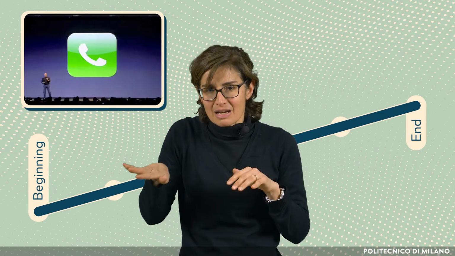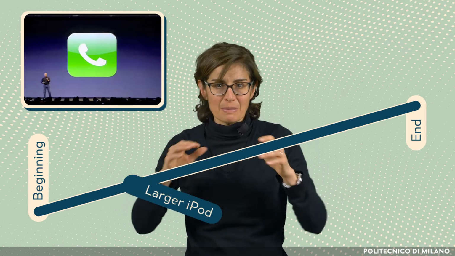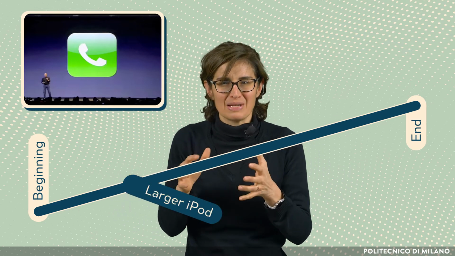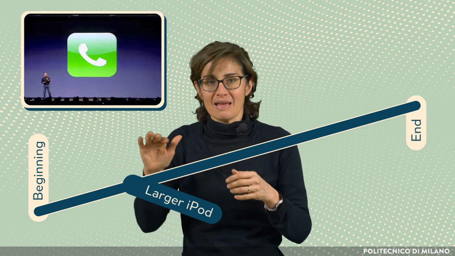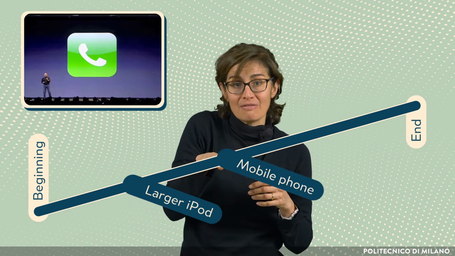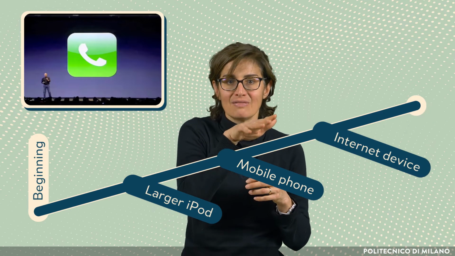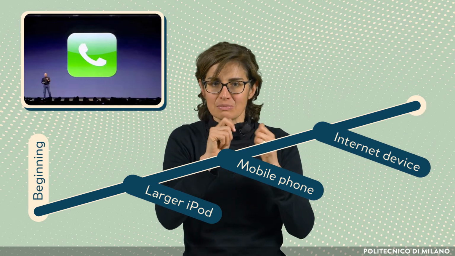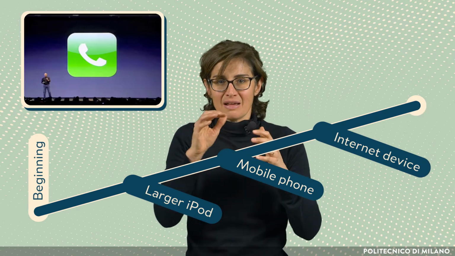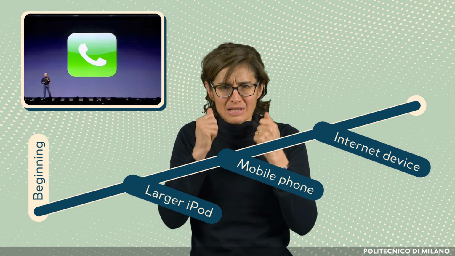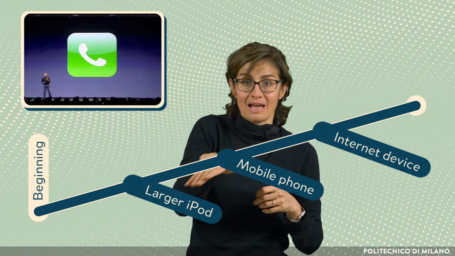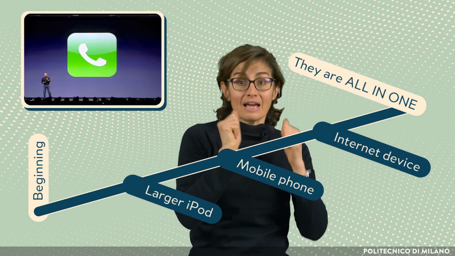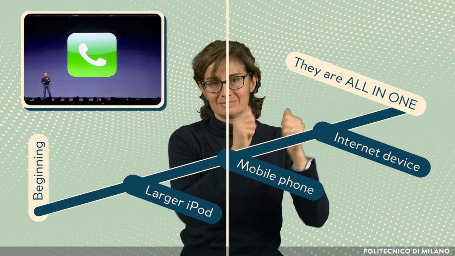He starts low, announcing a larger iPod, and people clap and whoop, but actually that was not much of a surprise. Then he announced a mobile phone, then an internet device, and then he plays with the audience. He repeats the three items and asks, "Don't you get it? Don't you get it?" until the climax is reached. They are all in one.